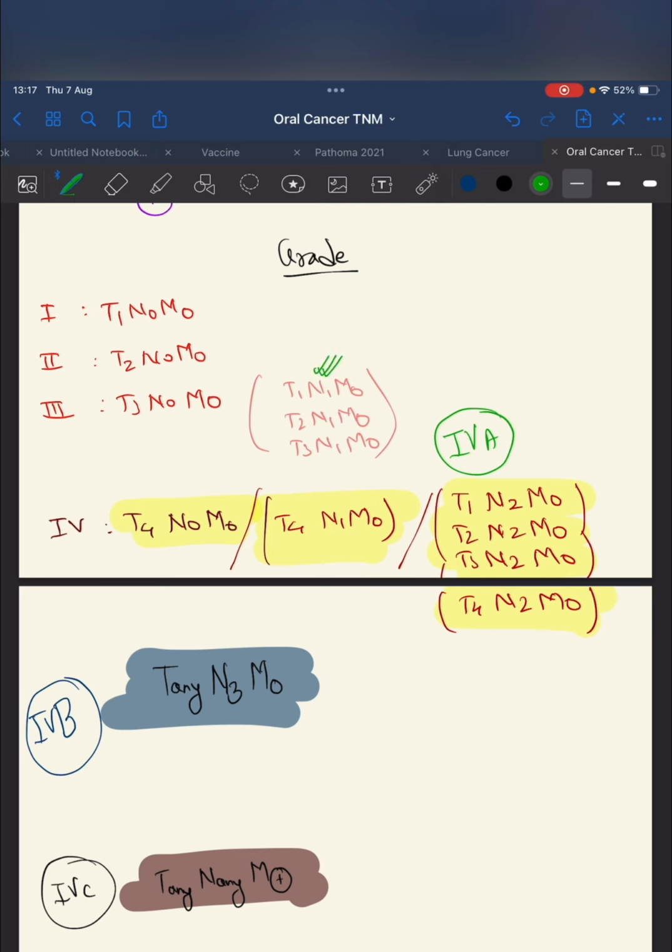This is very important: if it has N1 up to the T4. But if the N1 is present here and it is T4, it will be T4. Okay, so if any involves N1, and if nodal is involved, then that will start from stage 3. This will not be 1, 2, 3. If this has a T1 size and nodal 1, if any of the nodal is involved, it will start from either stage 3 or stage 4. There is no chance that it will be stage 2.